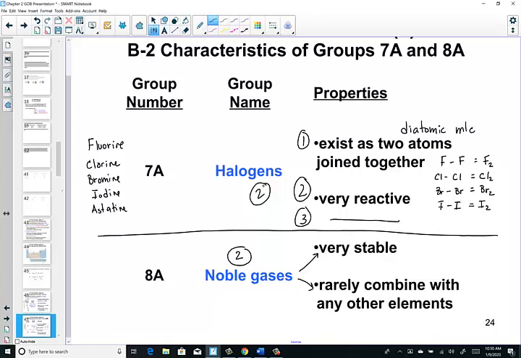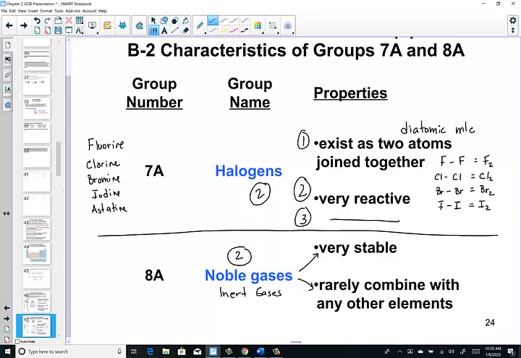In group 8A, they're called the noble gases. Sometimes you hear them called the inert gases. That's because their outer shell is already full with an octet. They're the envy of every other molecule or atom on the periodic table. So they're very stable. They rarely combine with any other elements, the noble or inert gases, group 8A.